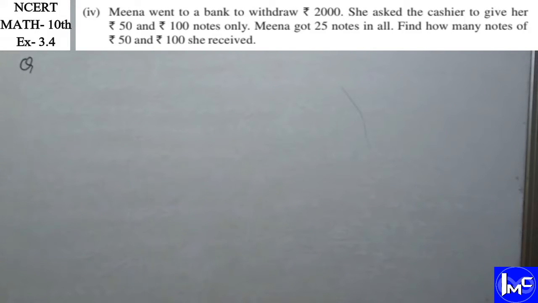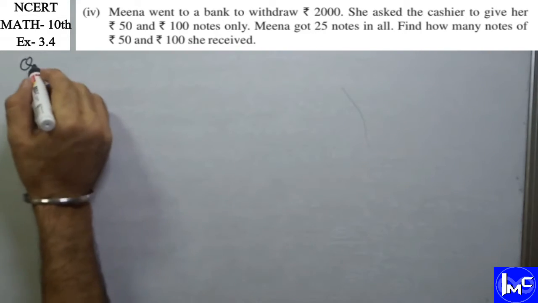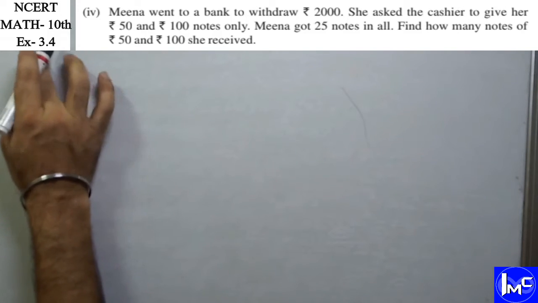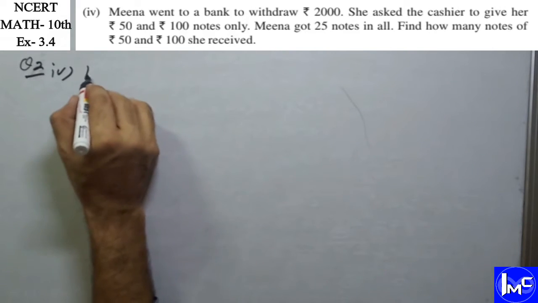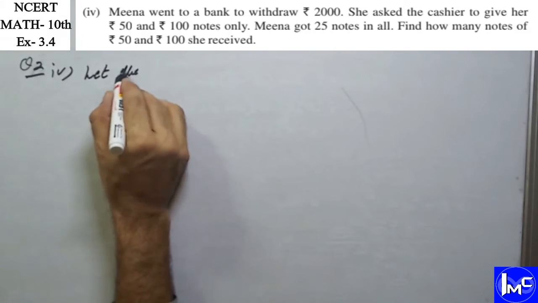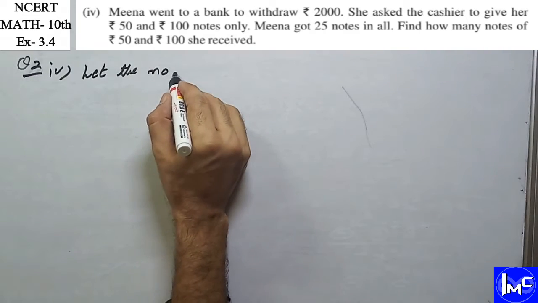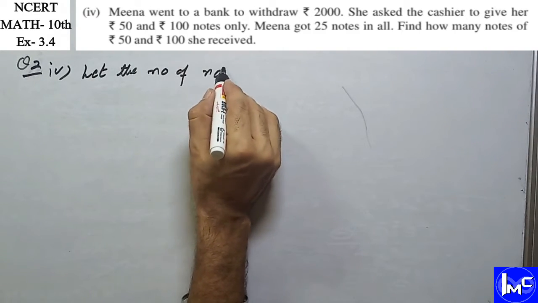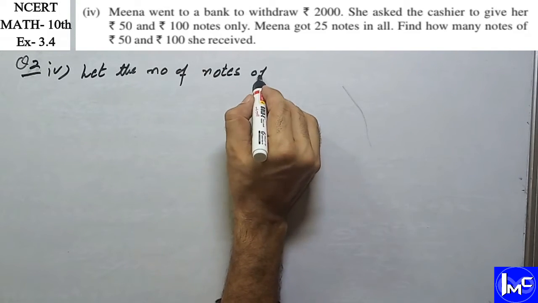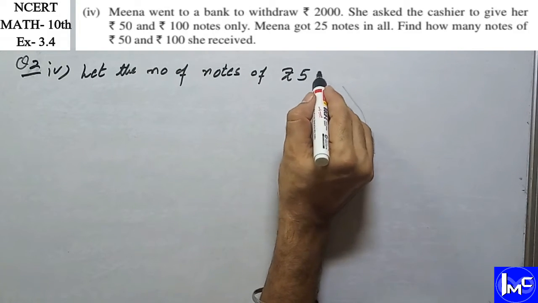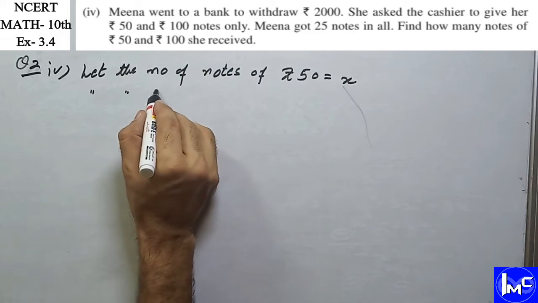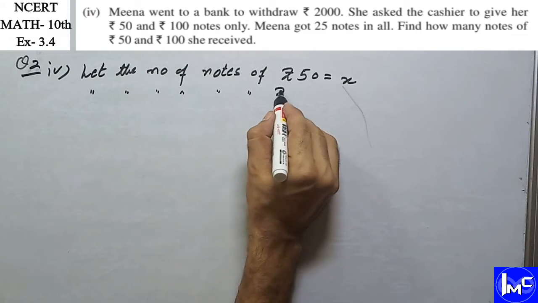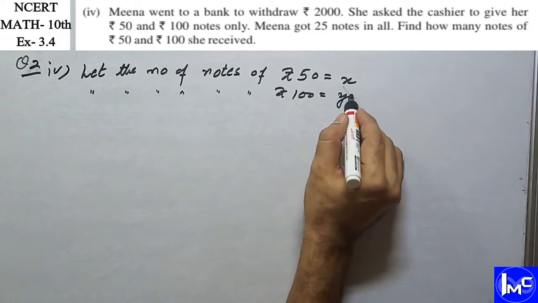So we will suppose these two types of notes as variables. Let the number of notes of rupees 50 be equal to x, and let the number of notes of rupees 100 be equal to y.